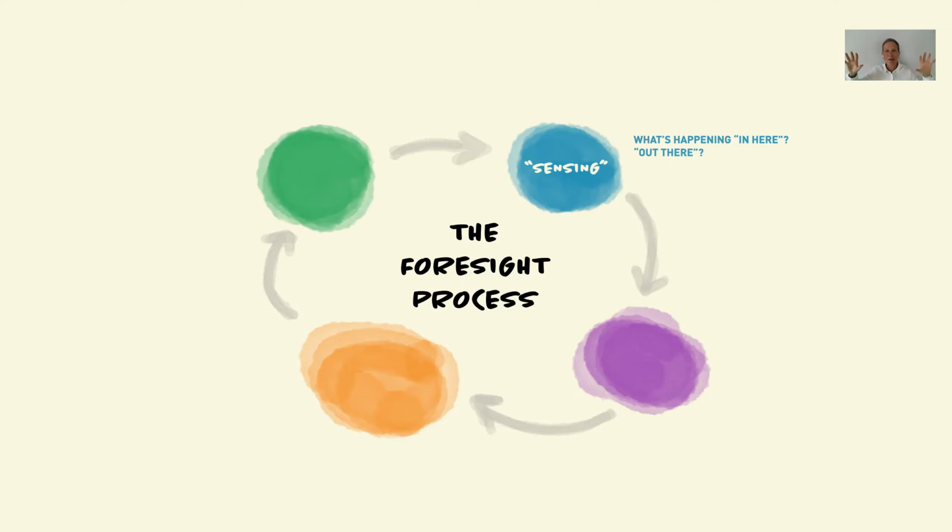So in this sensing phase, think of it like having really powerful radar. We are putting our radar out into the environment to see what we can pick up. What trends and forces do we know we're going to have to deal with in the coming weeks, months, and years? In the imagining phase, we're imagining several plausible futures.